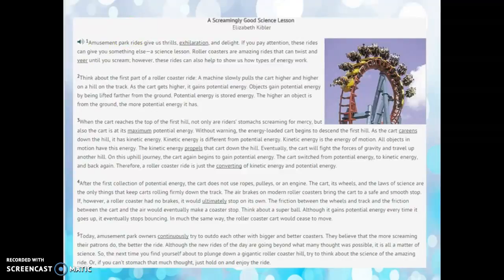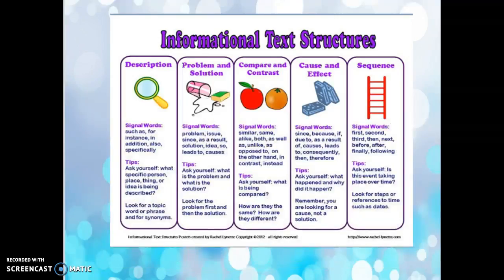Okay, so we are talking about text structures, and inevitably, we want to figure out what text structure this is. But before we do, let's look at all the different kinds of text structures we have. We have 5 different text structures. There's description. This is when you're looking for something that's talking about characteristics of something using signal words like such as, for instance, in addition, specifically.